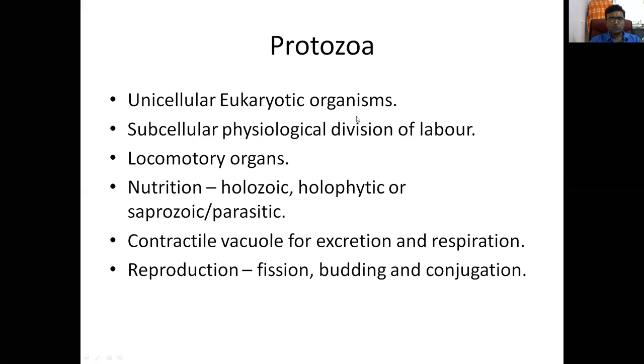So that is regarding the nutrition and saprozoic nutrition. Many protozoans play a role in decaying organic matter. They act on the dead and decaying material, and they thrive on that. That is what saprophytic nutrition is. And parasitic nutrition, you are all very well aware of the parasitic forms of the protozoans. Just think of which is the parasitic form of the protozoan. Can you answer? The very well known parasitic form is Plasmodium, right?